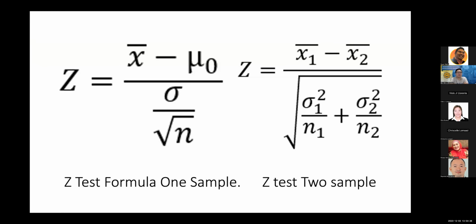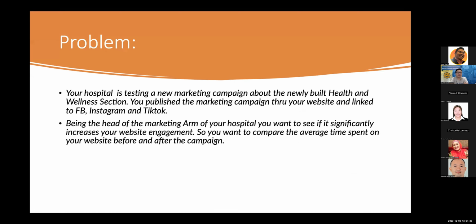So for the z, we can compute manually using the z-test formula for one sample and the z-test formula for two samples. So our problem for today: your hospital is testing a new marketing campaign about the newly built health and wellness section. You publish the marketing campaign through your website and link to FB, Instagram, and TikTok. Being the head of the marketing arm of your hospital, you want to see if it significantly increases your website engagement. So you want to compare the average time spent on your website before and after the campaign.